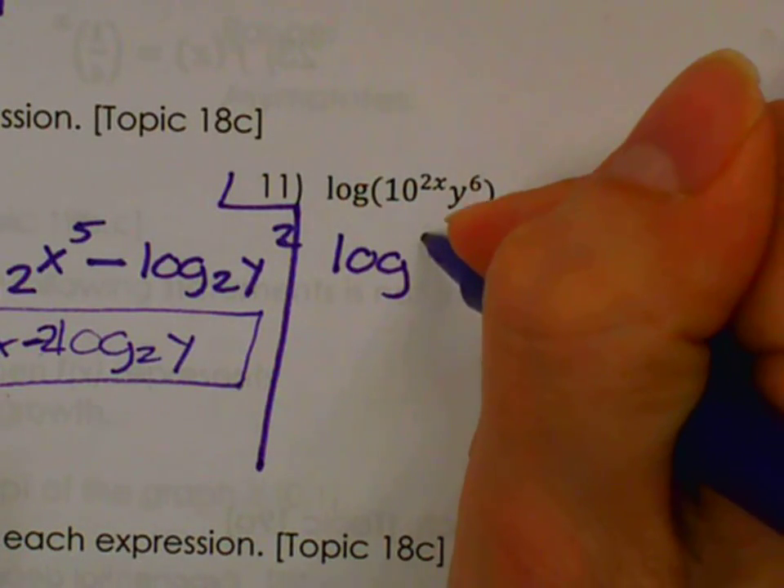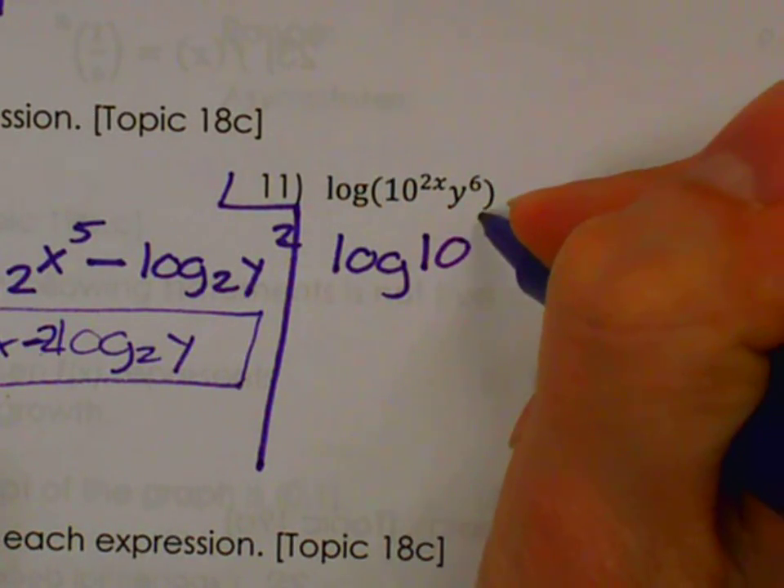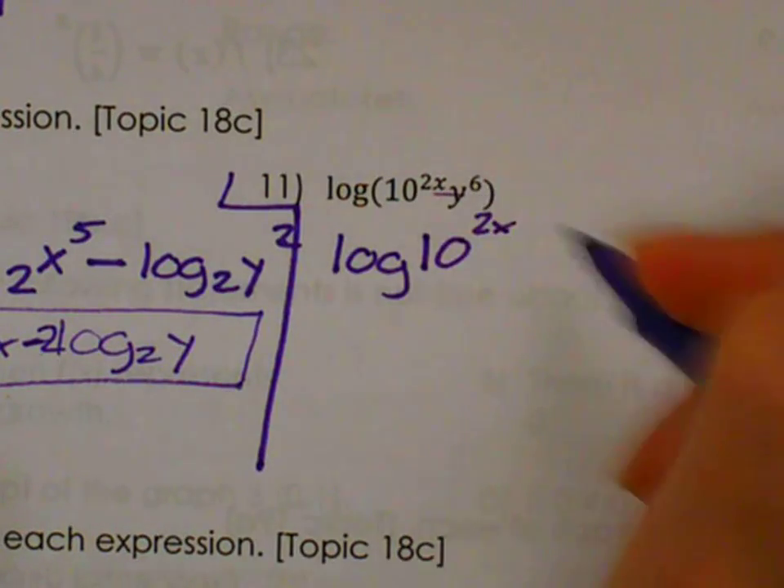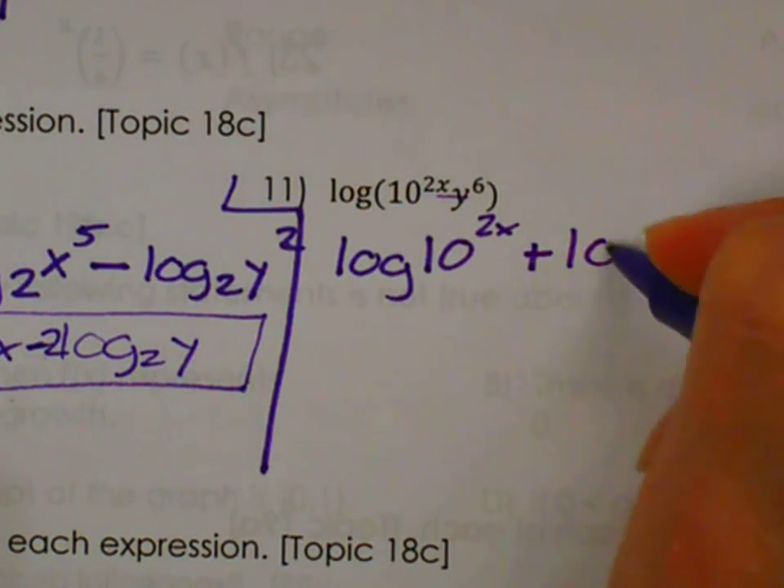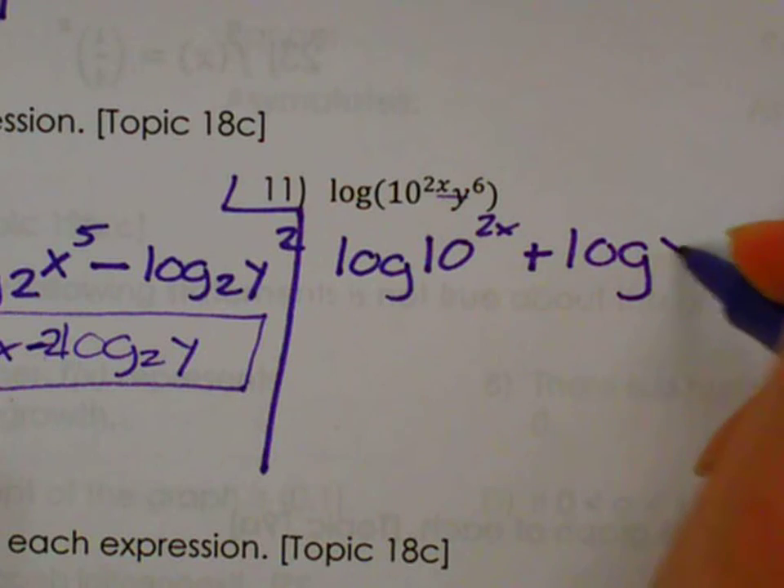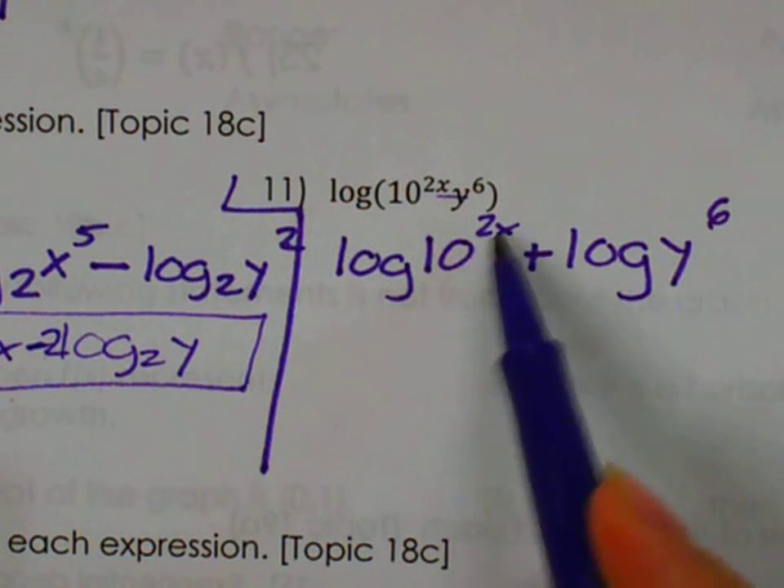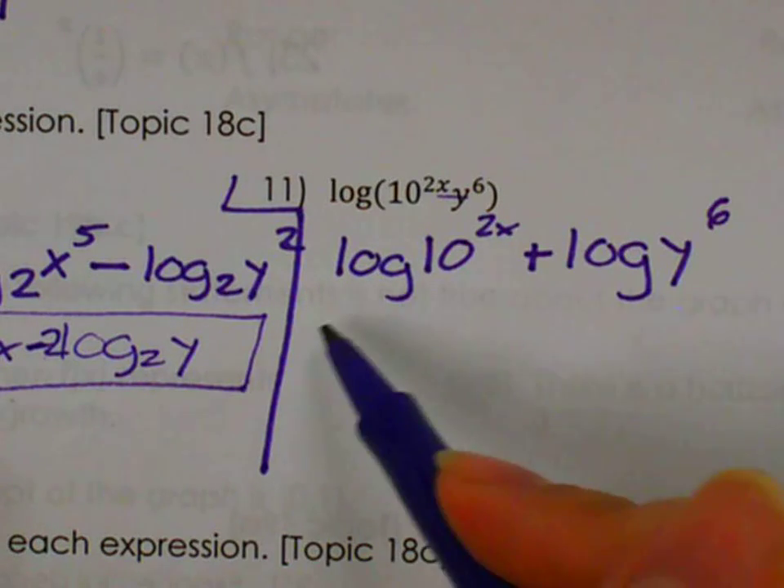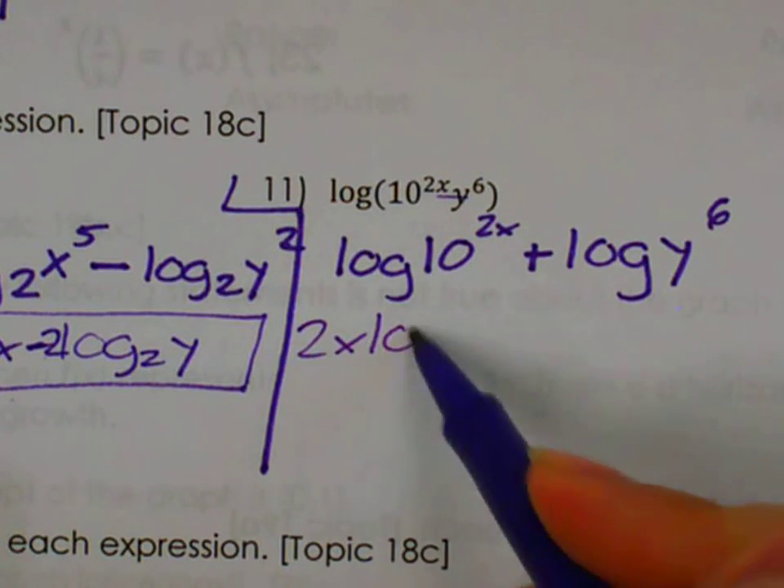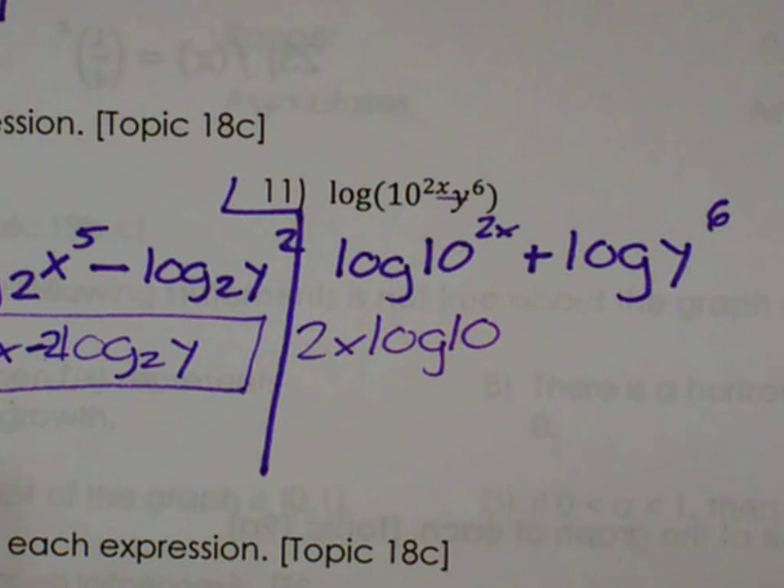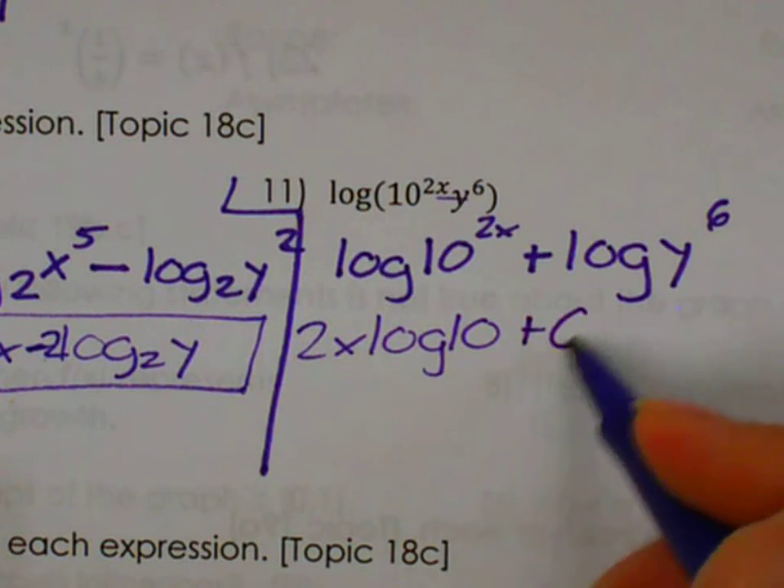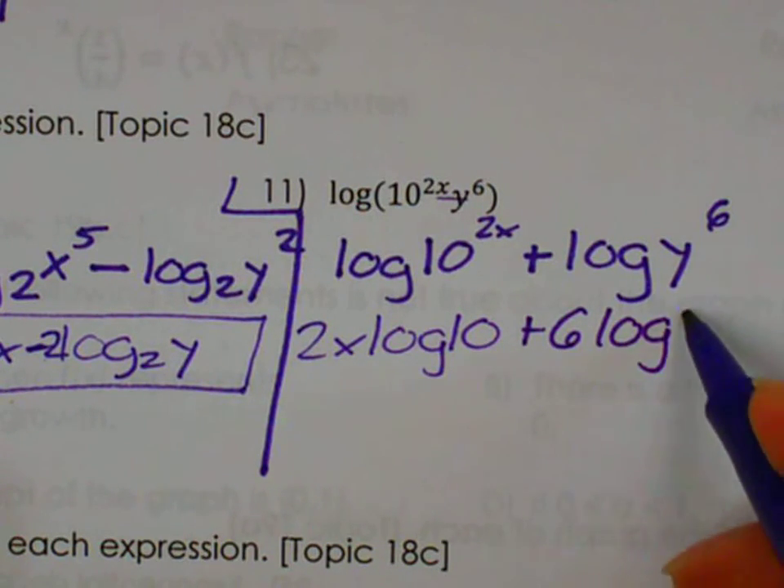So log base 10 of 10 to the 2x, these two things are multiplied, that becomes a plus. So log base 10 of y to the 6. And then my things that are raised to a power, this turns into multiplication. So 2x log base 10 of 10 plus 6 log base 10 of y.